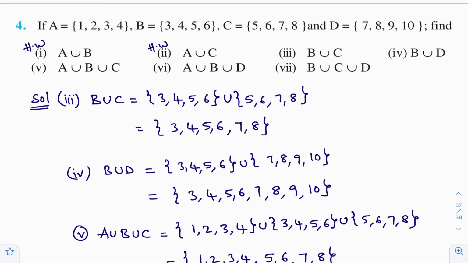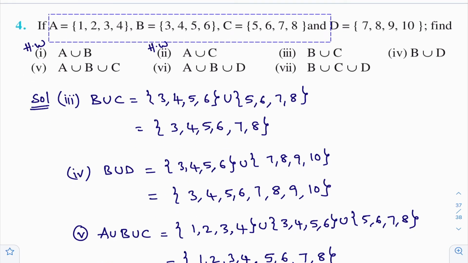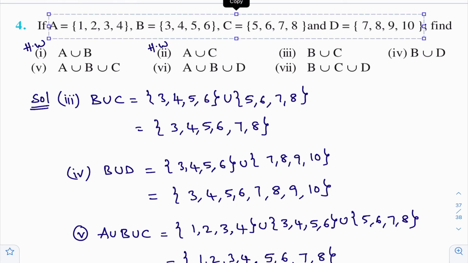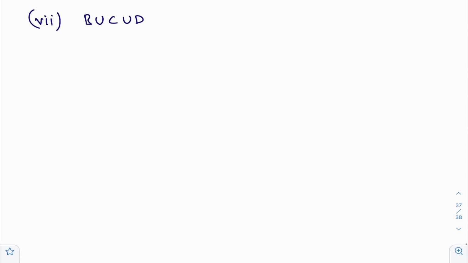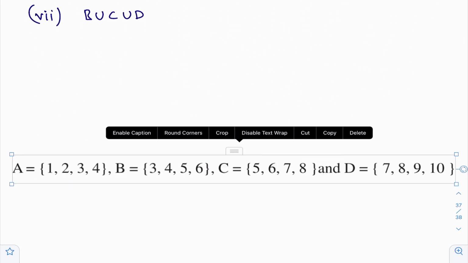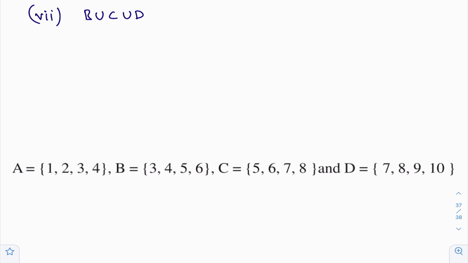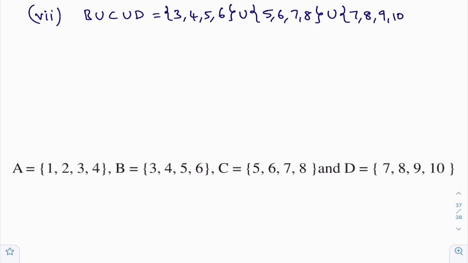Let me take these sets so that we can easily write what is B union C union D. See, first, what is set B? Observe what is set B. 3, 4, 5, 6. Union, what is set C? Set C is 5, 6, 7, 8. Union set D. What is set D? 7, 8, 9, 10.